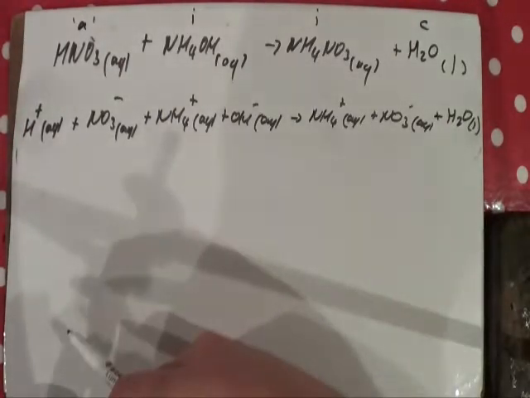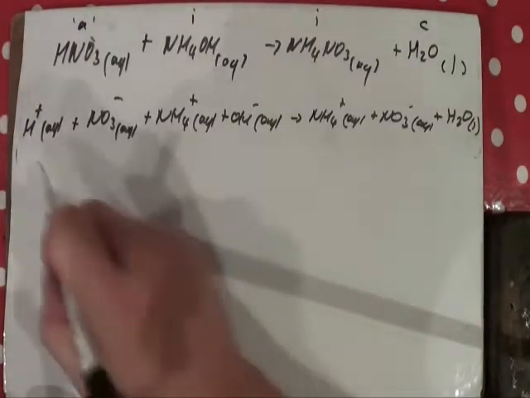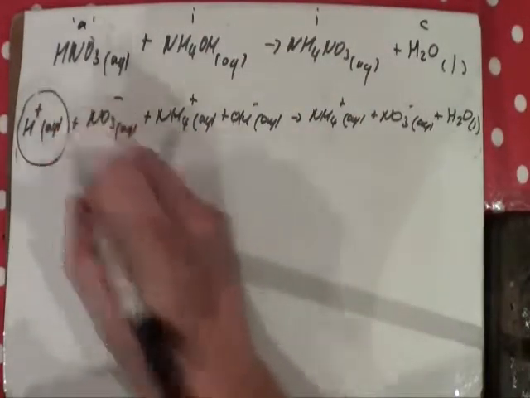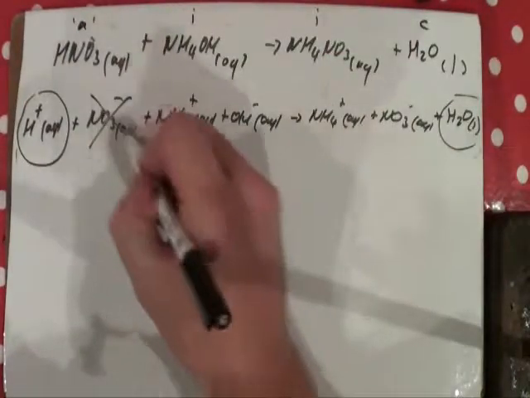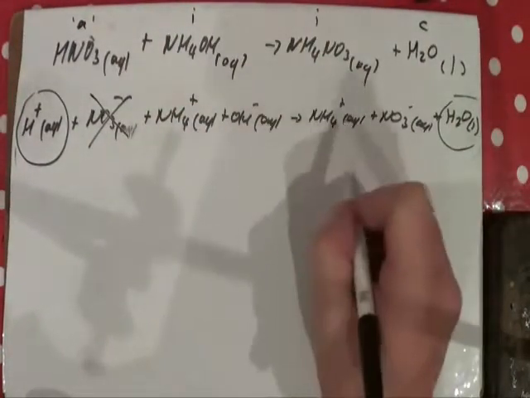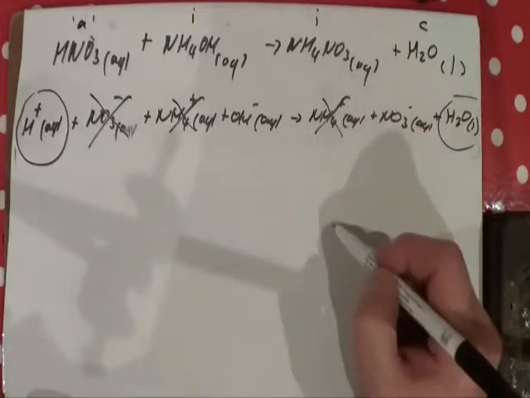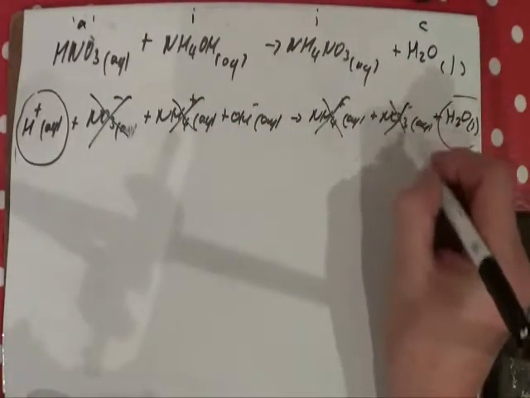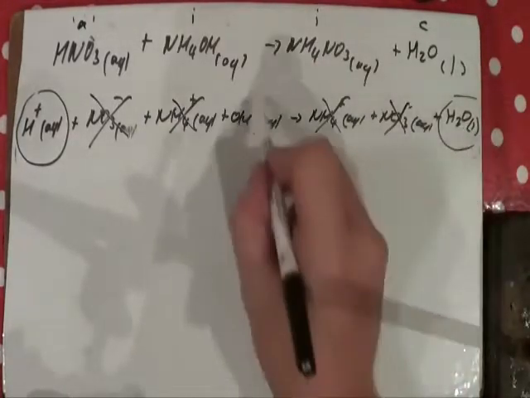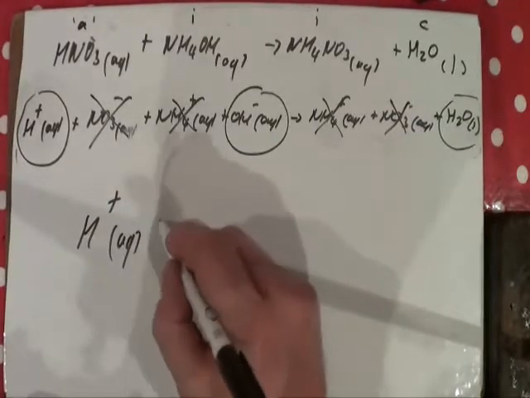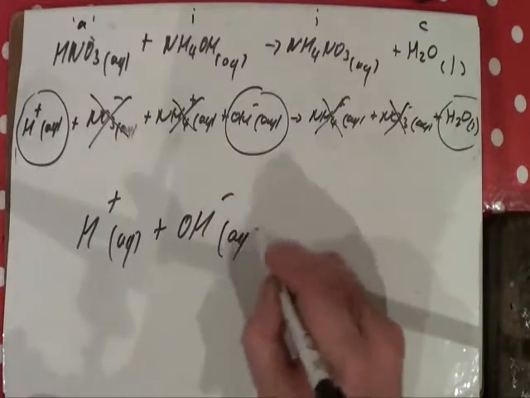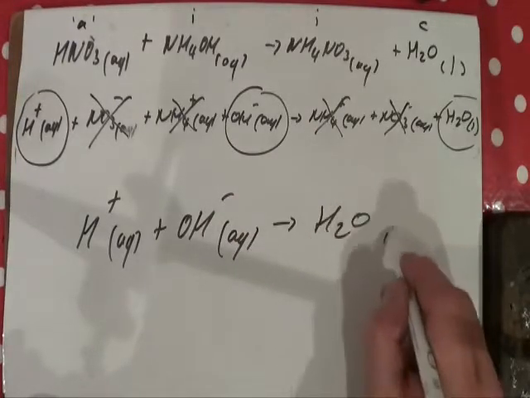Let's go through this and find what is and is not spectator. H+ aqueous, well, there's no sign of it over here, so that's going to go into my equation. It's gone into the water. Nitrate ion aqueous. Let's just get rid. Ammonium ion aqueous. Spectator ion. Hydroxide ion aqueous, no sign of it over here, it's gone into the water. So I have H+ aqueous plus OH- aqueous to give me water liquid.